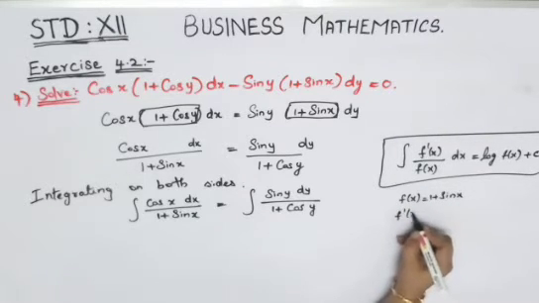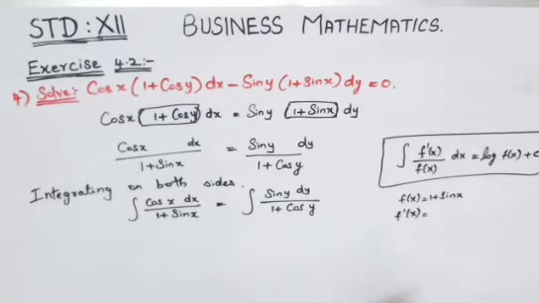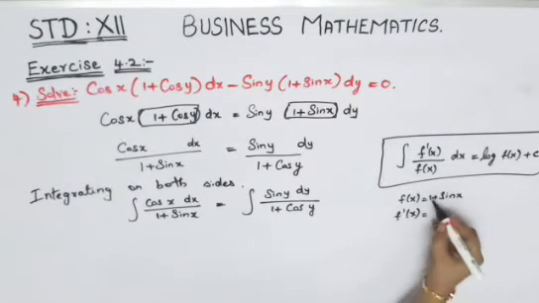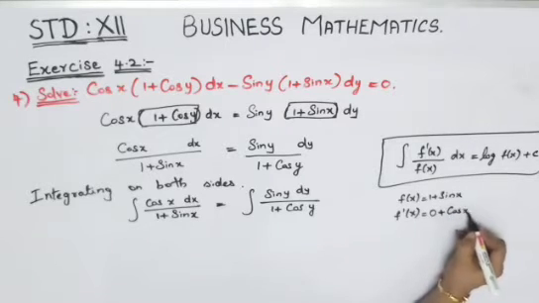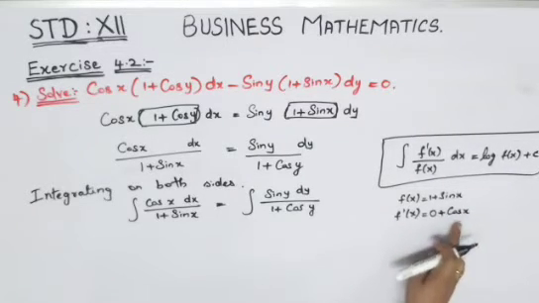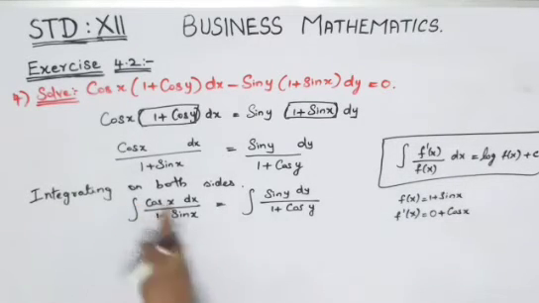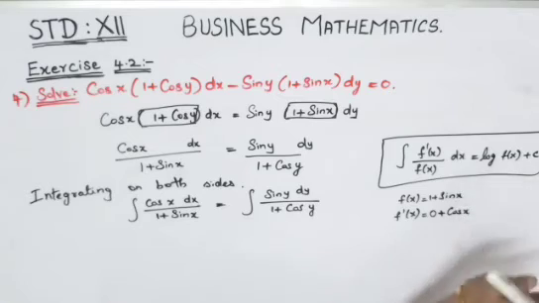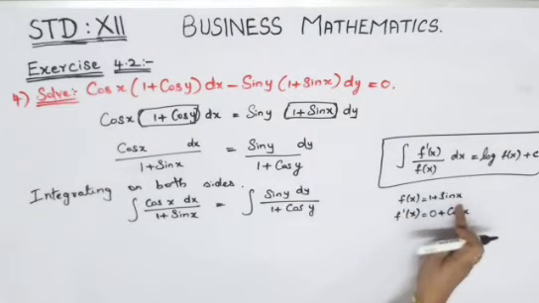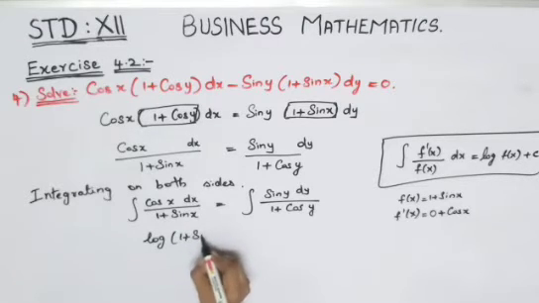Then f dash of x you have to find. f dash of x is nothing but your differential, not integral. So differentiate your f of x and see what you are getting. 1, if you differentiate, becomes 0. Sin x, if you differentiate, becomes cos x. Now once you have written your f dash of x, check whether you have this term in the numerator. We have cos x, dx is here, integral is there. So everything is satisfied. So you can write it as log of f of x plus c. What is your f of x here? It is 1 + sin x. So we can write it as log of 1 + sin x.